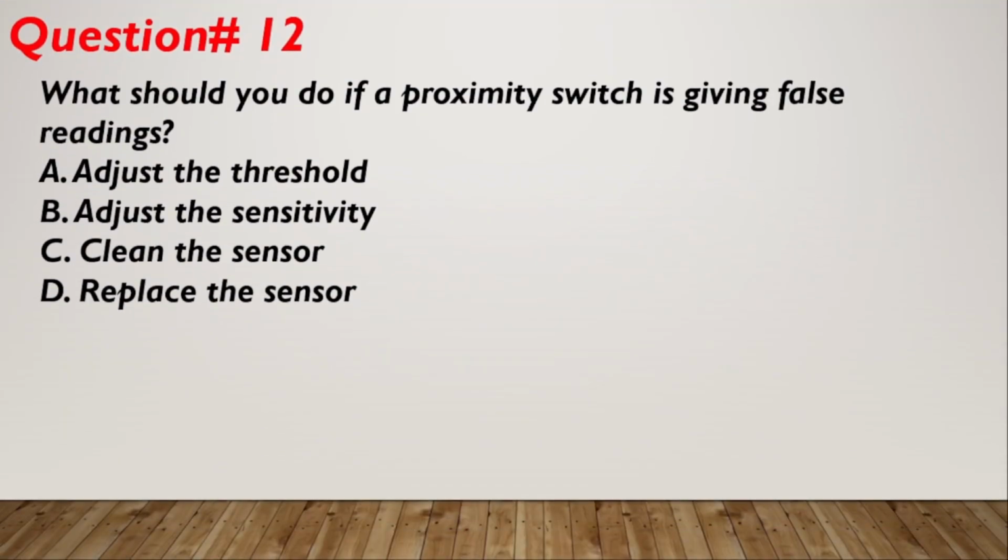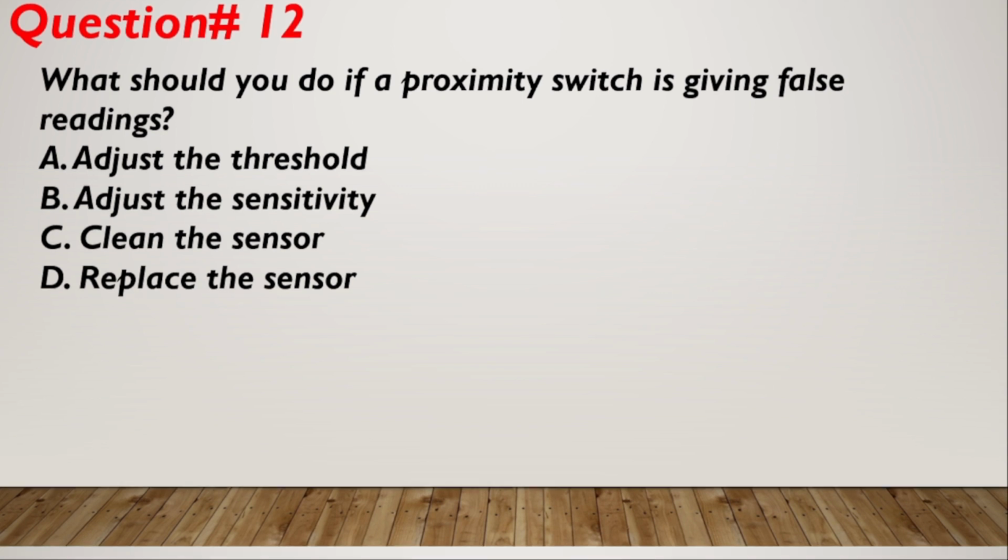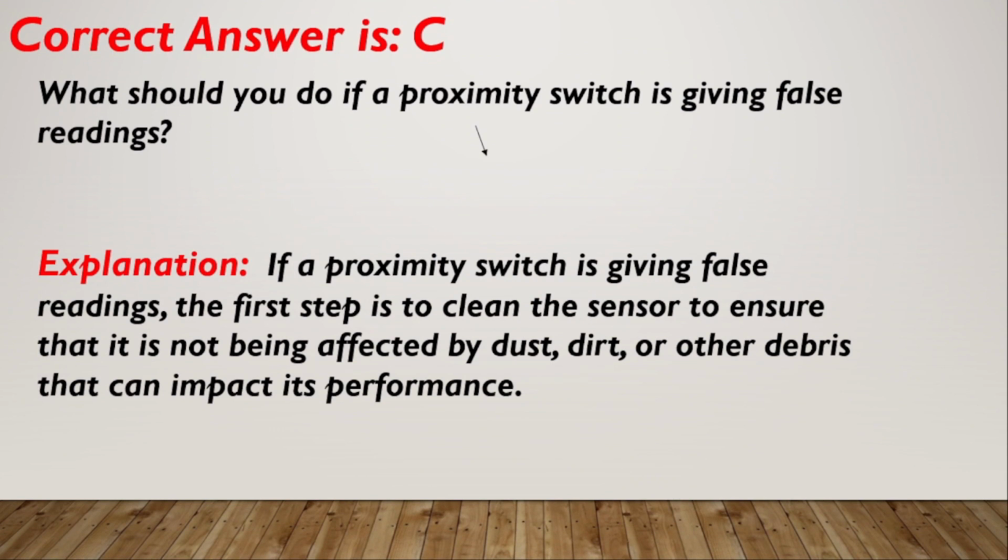Question number 12. What should you do if a proximity switch is giving false readings? A. Adjust the threshold. B. Adjust the sensitivity. C. Clean the sensor. D. Replace the sensor. Correct answer is C. Clean the sensor.